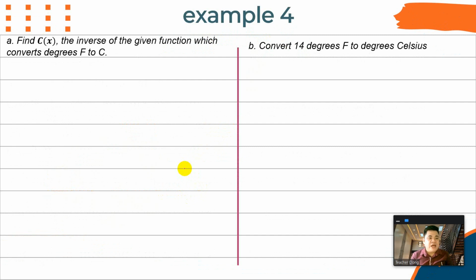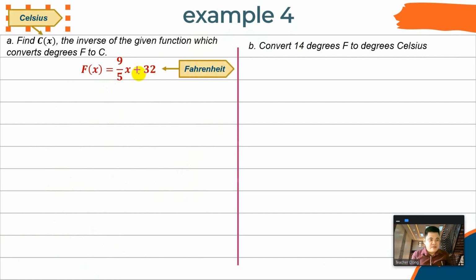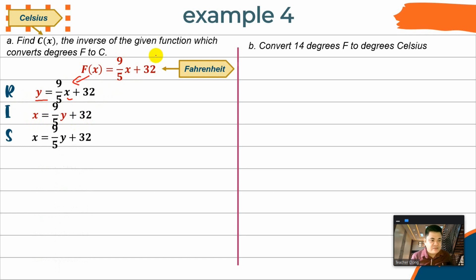And then, of course, letter A, we have to find C of x, or the inverse of the given function, which converts degrees Fahrenheit to Celsius. So we have the main function, which is f of x equals 9 over 5x plus 32. This is for Fahrenheit. So change f of x to y first, and then you will have 9 over 5x plus 32. And then interchange the positions of y and x. So that's why it's x equals 9 over 5y plus 32. And then after that, you will have to solve for y.